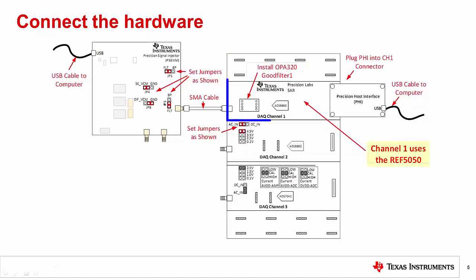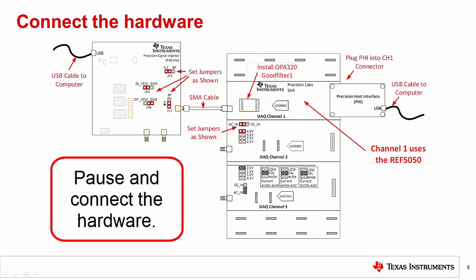Let's get started. For this experiment, we will first use channel 1 on the Precision Labs hardware. First, set the jumpers as shown here. Connect the PSI to the PLabs board using the SMA cable, and connect the PHY to the PLabs channel 1 connector. Finally, connect the USB cables to the computer. Throughout this experiment, we will test different amplifiers. Always be careful to install this amplifier right side up with the label at the bottom of the coupon card. You may pause and connect your hardware.